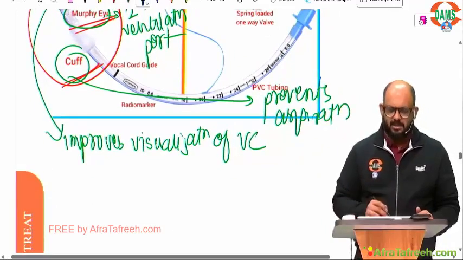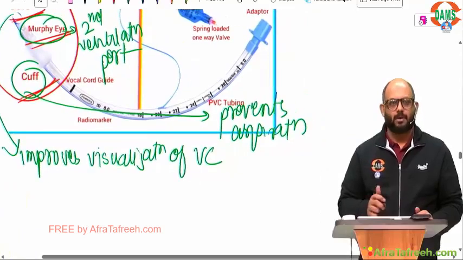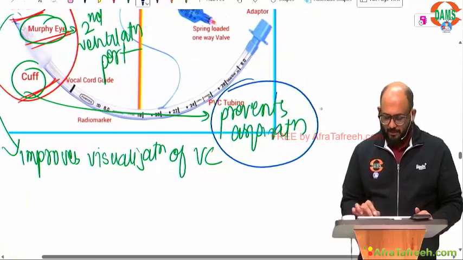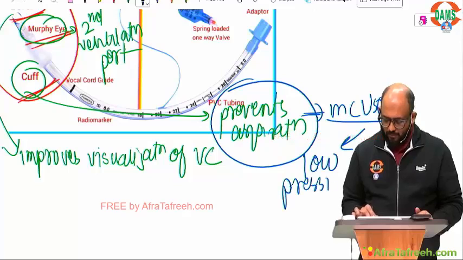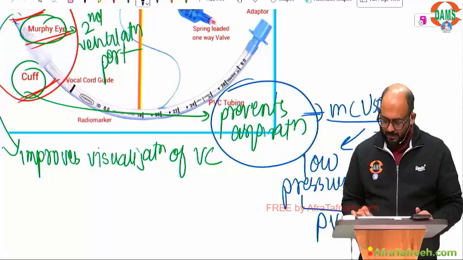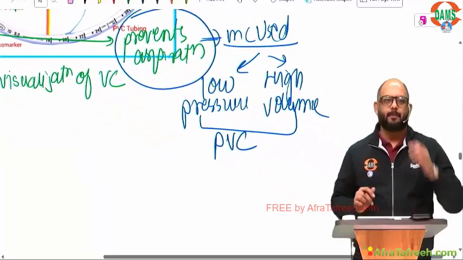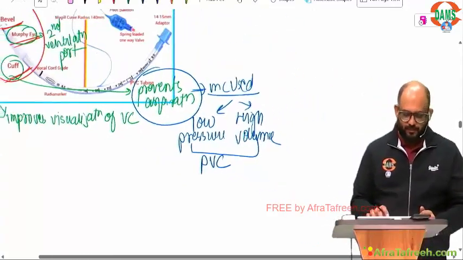Cuff prevents aspiration. Which type of cuff is most commonly used? Low pressure, high volume cuff. What is the material from which this cuff is made? PVC.